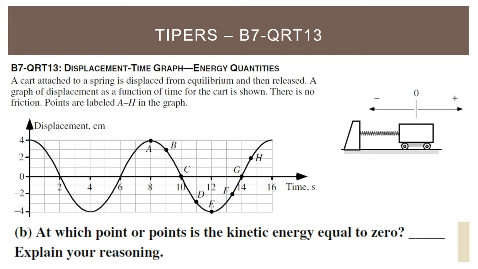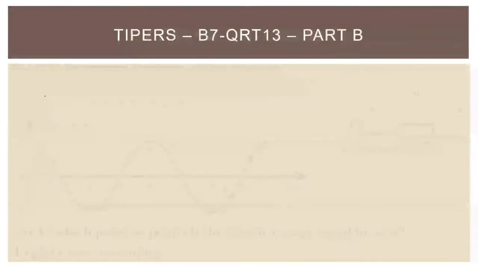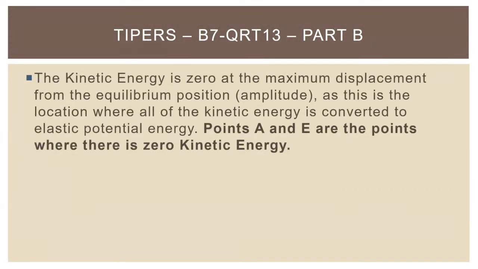All right, for this one, it's pretty straightforward, I think. The kinetic energy is going to be 0 where the velocity is 0. The velocity and the kinetic energy are 0 where the elastic potential energy is maximized. And so the kinetic energy is 0 here at the maximum displacement from the equilibrium position, or the amplitude, as this is the location where all the kinetic energy is converted to elastic potential energy. That means at points A and E, those are the points where there's 0 kinetic energy. It's really important to be able to make sense of this, I think.